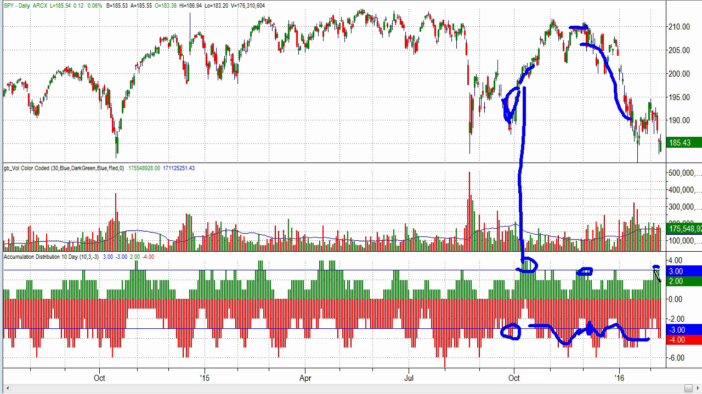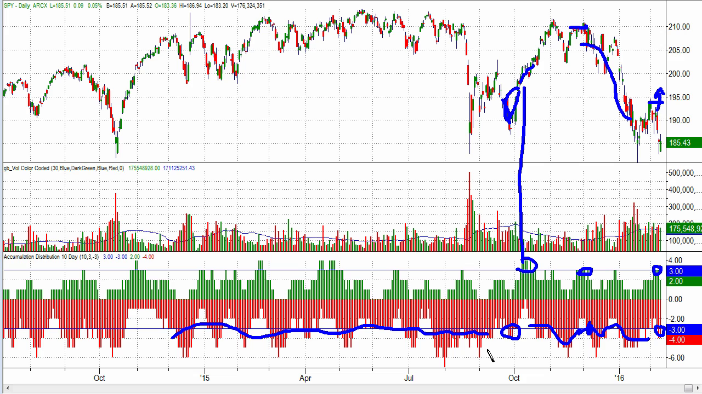So we got a couple accumulation days in here, but then it was never really able to move forward to the upside, and we're right back into negative days again. And if you look at the big picture of this chart, that's really been the picture since the beginning of 2015, actually the end of 2014.